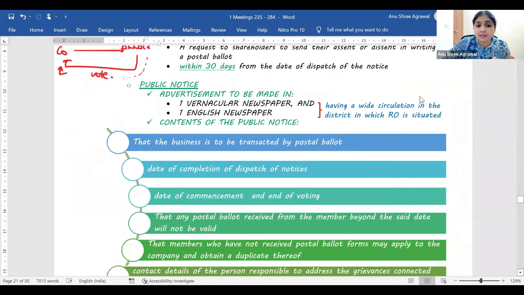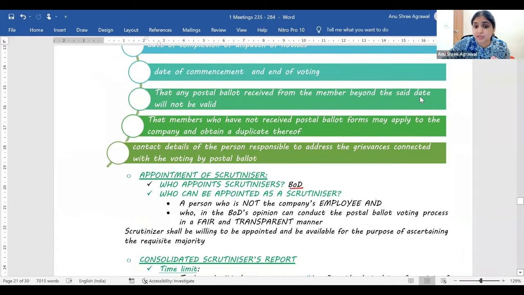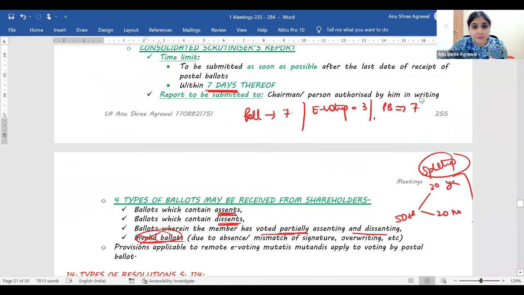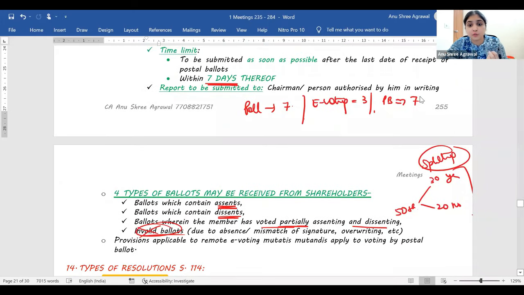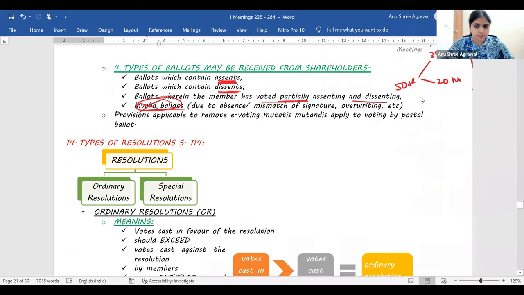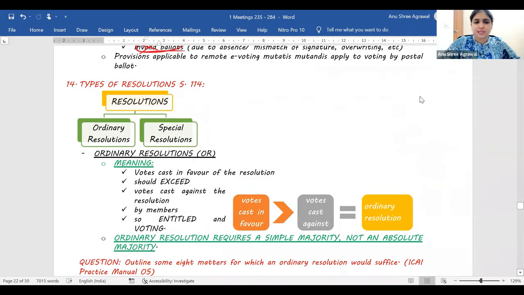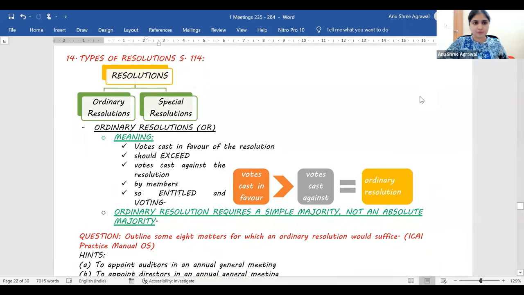Okay, guys. Then we learned that even here we need a scrutinizer appointed by the board. The scrutinizer will prepare a report. The report will be submitted to the chairperson within 7 days. And then we learned about the four kinds of votes. Okay, this was it about our discussion regarding the different types of voting.